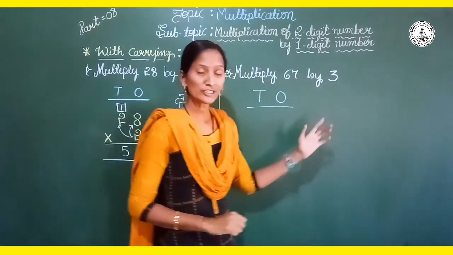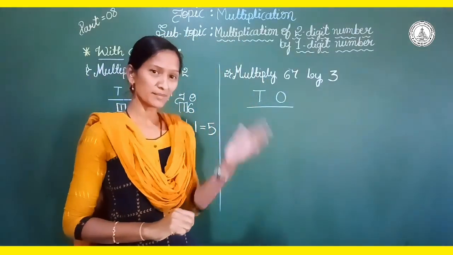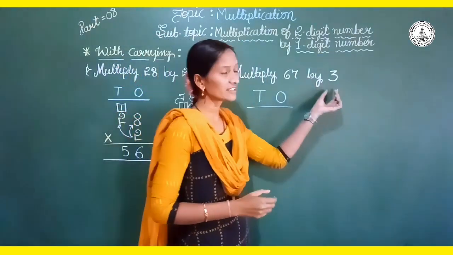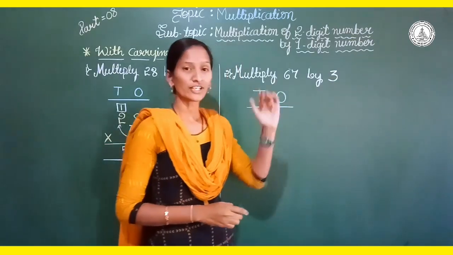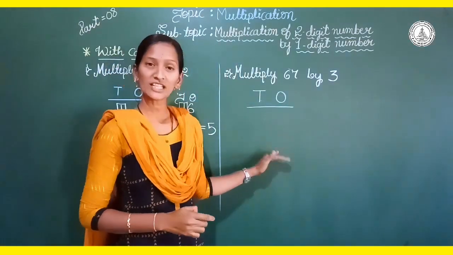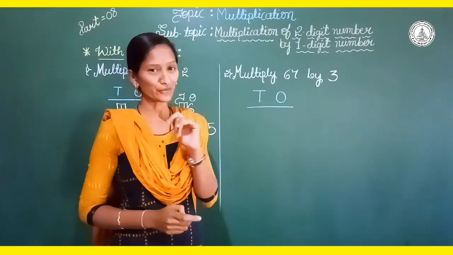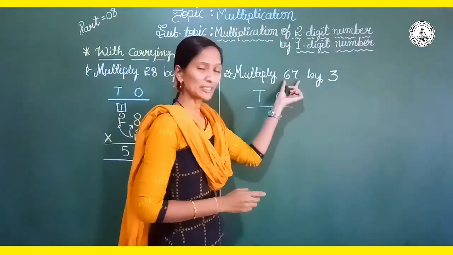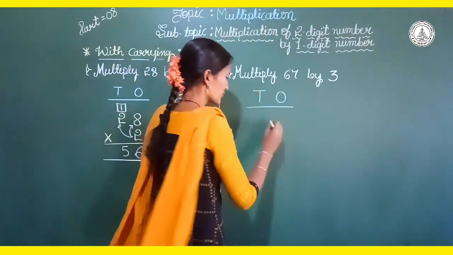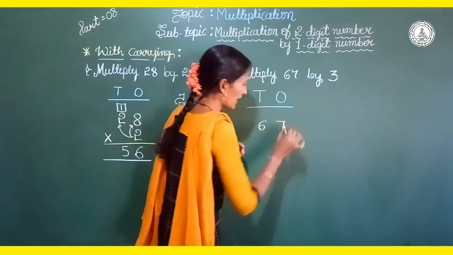So in this problem, 67 is the multiplicand and this 3 is the multiplier, right? So next you have to arrange these numbers under the columns of tens and ones. So here the multiplicand, that is 67, right? So I am writing 67 at first.